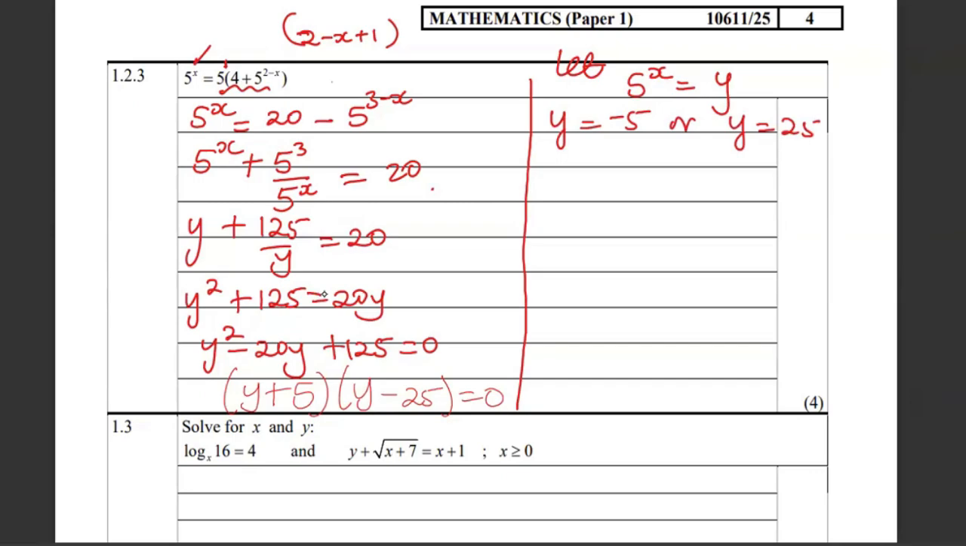So we can never have a solution whereby the exponent is giving us a negative answer. So we don't have solutions for that. But then 5 to the x can give us 25, which is the same as 5 squared, meaning that our x is going to be 2. That's how I would have gone about this question to obtain my value of x.